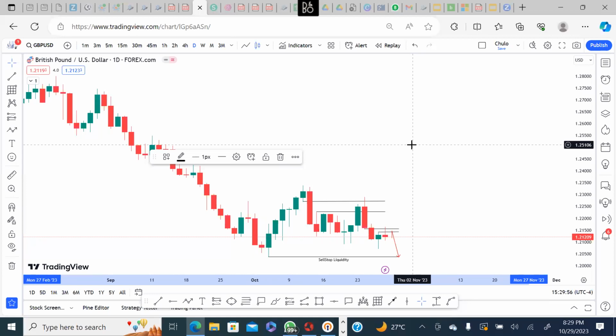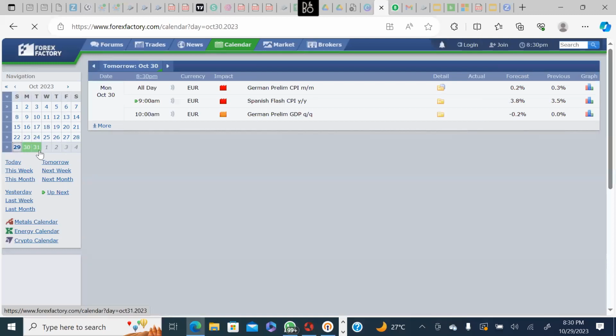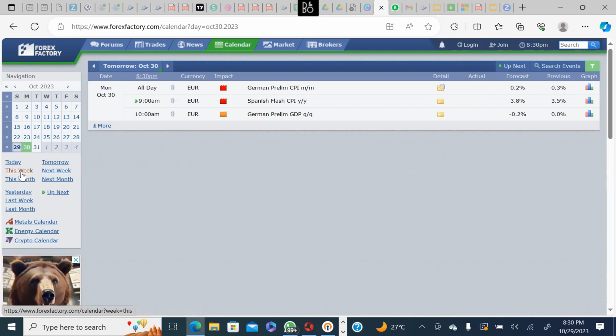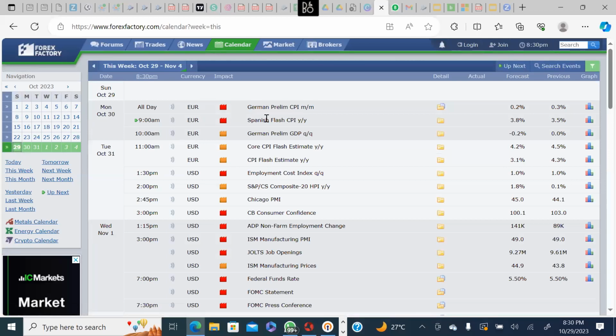So another thing you need to know as a beginner, I forgot, in the coming week, this week is NFP. So anything you're doing, you have to be very, very careful, because this week is NFP. Now let's see the news we have. On Monday, we have German CPI, Spanish CPI.